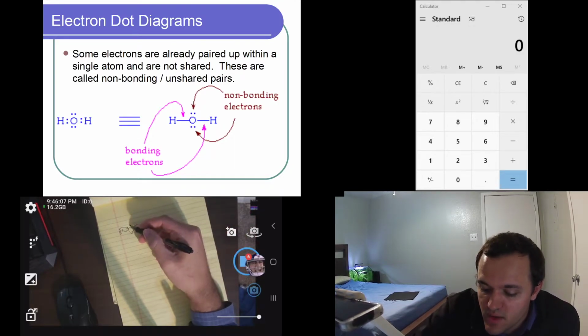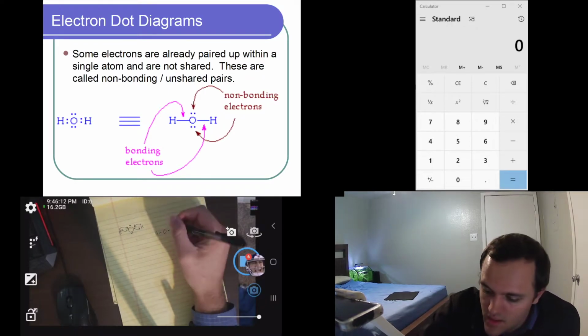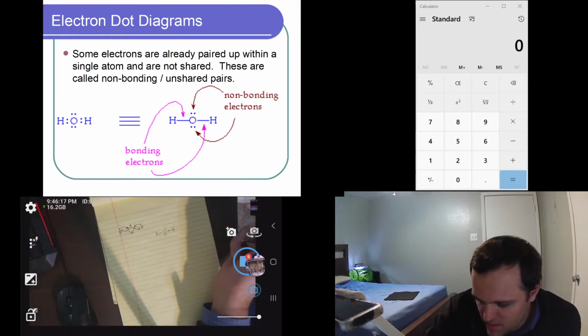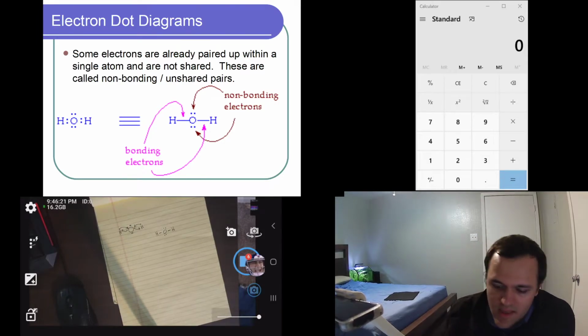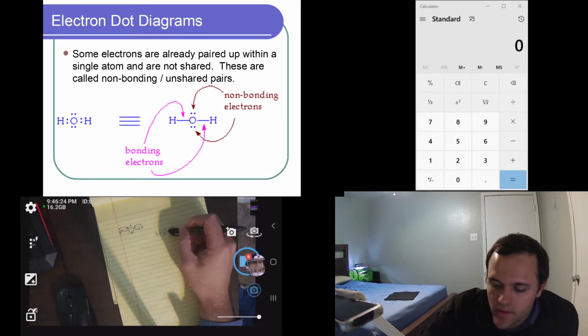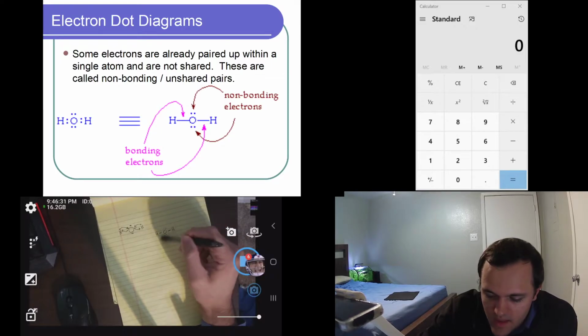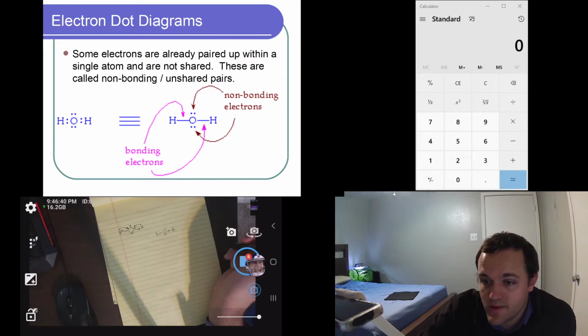The pairs up here that aren't bonding with anything, that are just belonging to the oxygen, stay drawn in as little pairs of dots. So the trick here is just remembering that each of these lines counts for 2 electrons in a bond. So if we go through and count now, we can count the electrons that our oxygen has. 2 from this bond, 2 from this bond, that's 4, 5, 6, 7, 8 total. It's got a full outer shell.